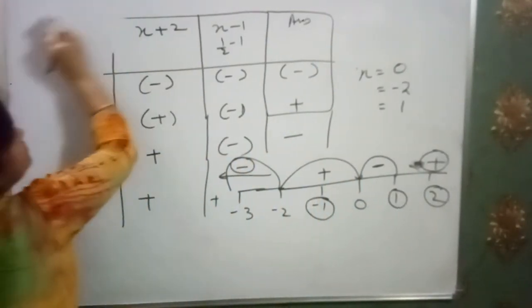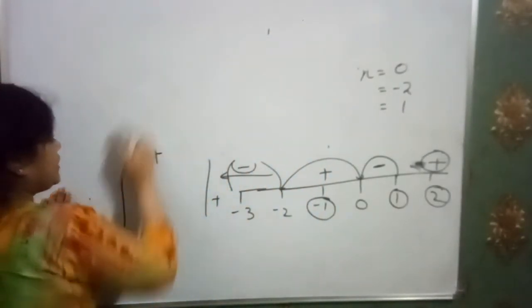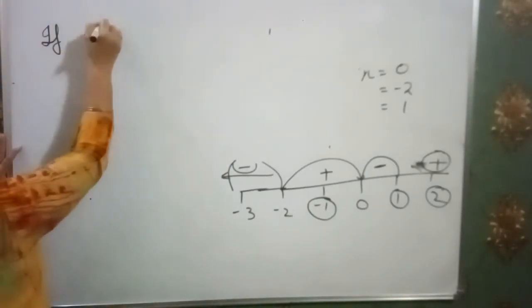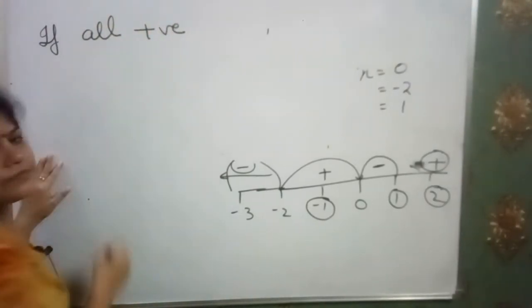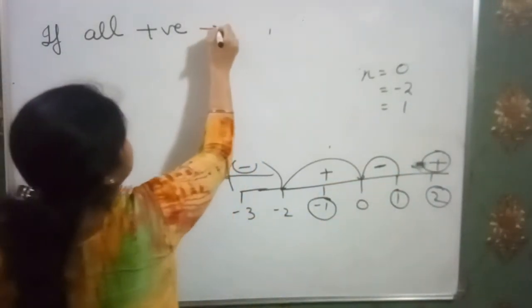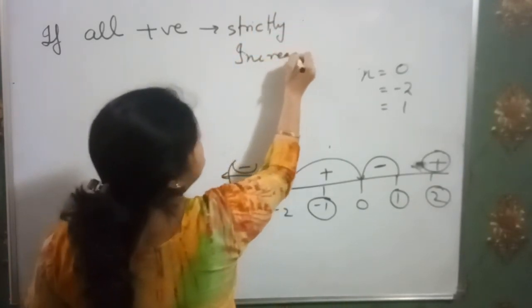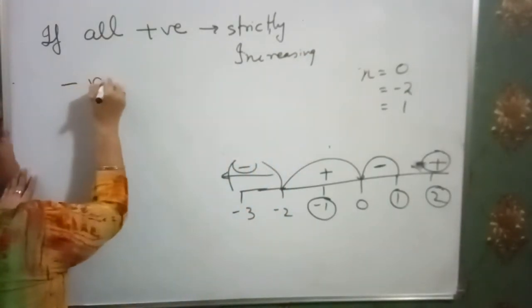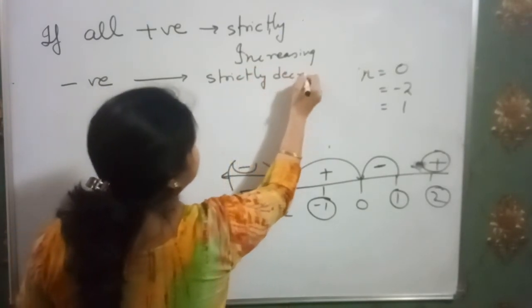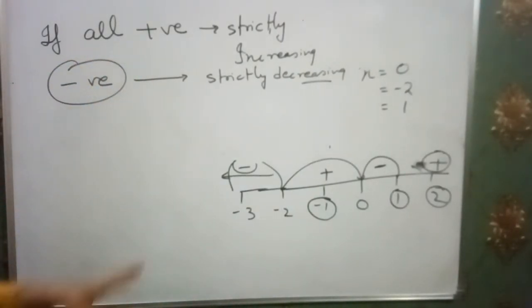I am going to rub this. Now listen carefully, because this observation is very important in order to decide your answer. If in all boxes we have positive sign, then it is strictly increasing. Clear? If all have negative signs, we have strictly decreasing. Decreasing means less. Clear?